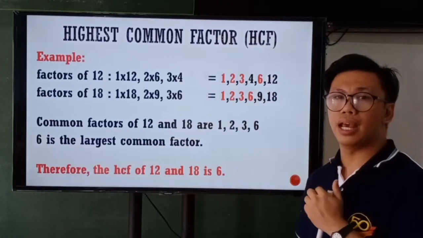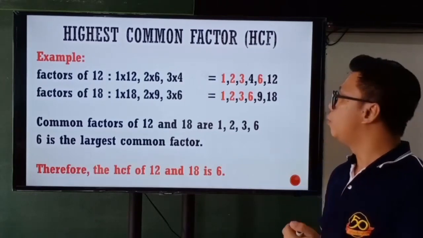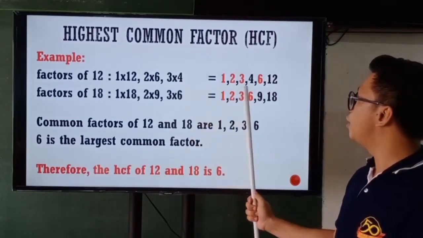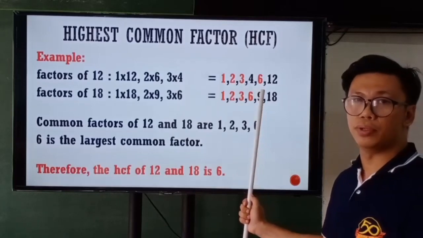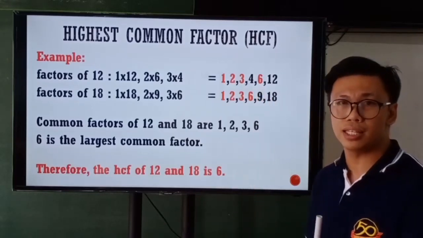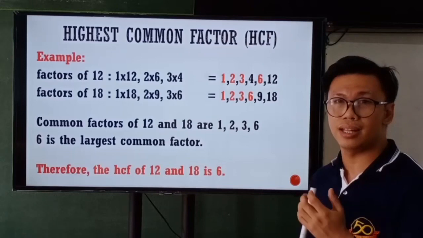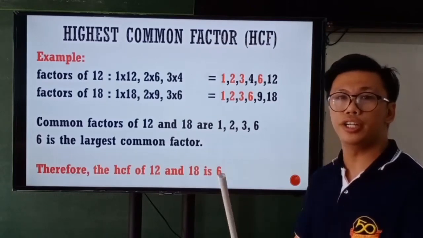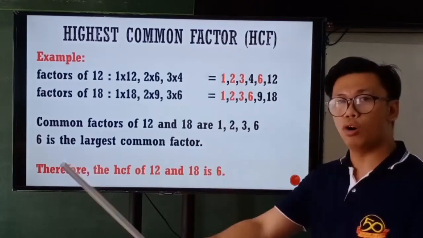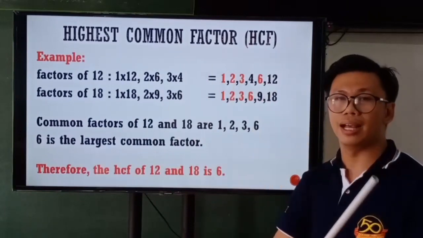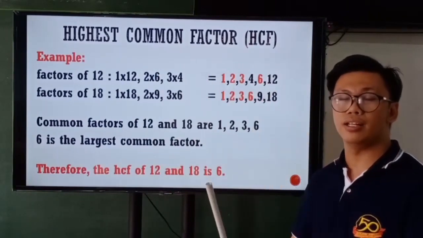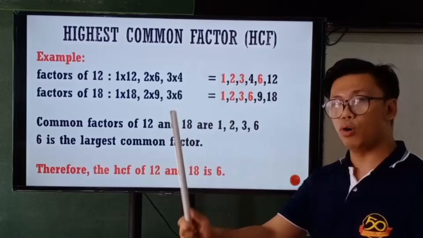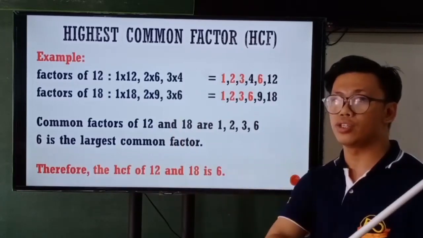After getting the factors of 12, we will list the numbers in ascending order. So what is ascending order, class? Very good. When we say ascending, that is ordering numbers from smallest to largest. Again, ascending means smallest number to largest number.